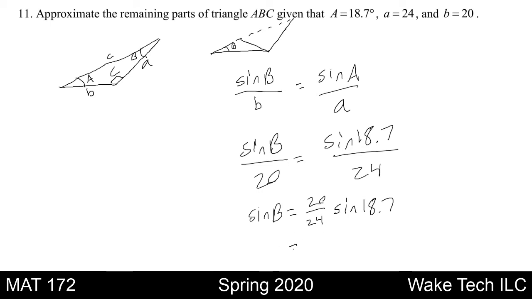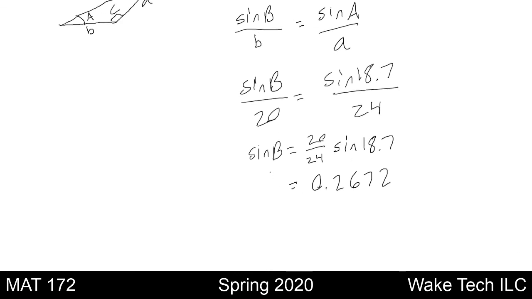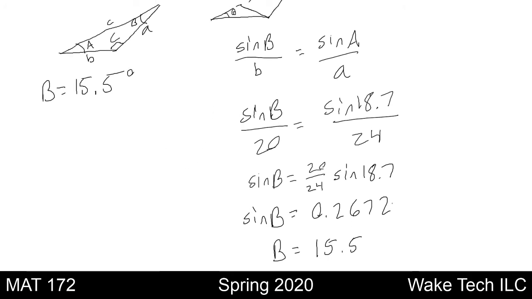So when I plug this into a calculator, I get that it's equal to 0.2672. Now notice that I did not find B. What I found was sine of B. So what we need to do then is take a sine inverse. And this is where you definitely have to make sure that your calculator is in degrees, but the degrees I get are 15.5. So we have our first value, which is that B is equal to 15.5. And that is degrees.